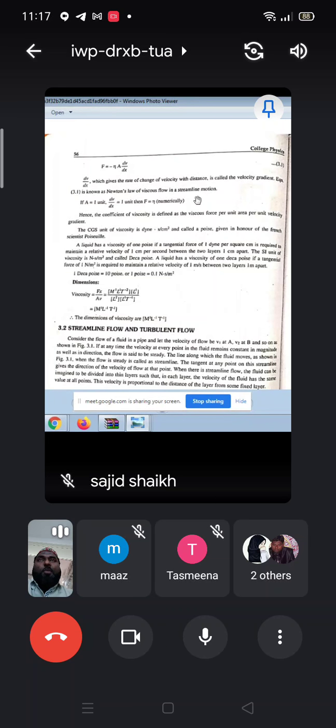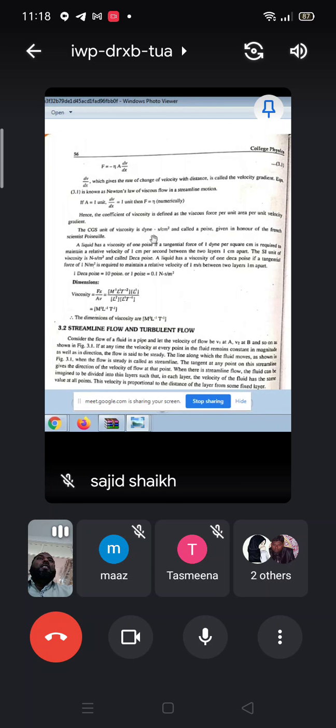If A is equal to 1 unit and dv by dx is equal to 1 unit, then F is equal to eta. Hence, the coefficient of viscosity is defined as the viscous force. The definition of the coefficient of viscosity is again coming for the MCQ: the coefficient of viscosity is defined as the viscous force per unit area per unit velocity gradient.